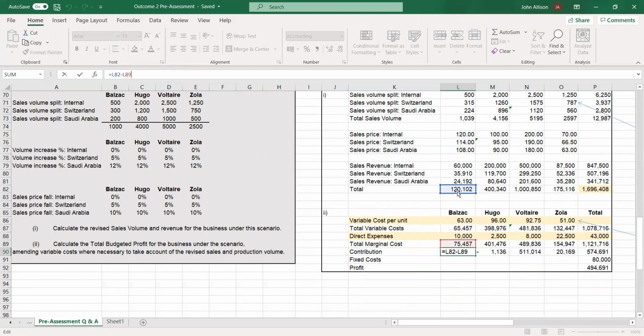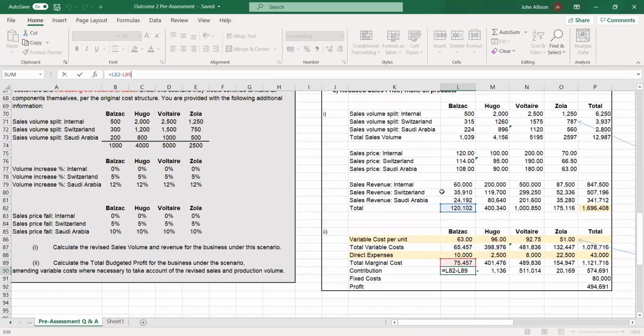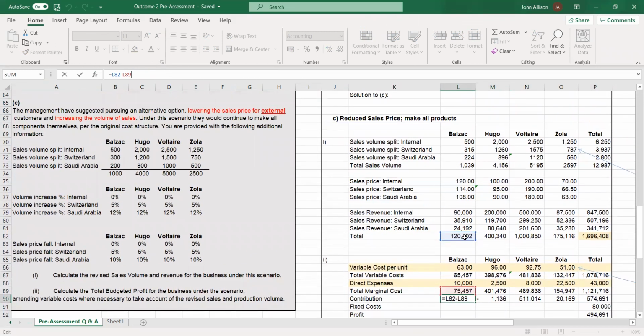I then want to get the contribution for each of the units. So the contribution is going to be the sales revenue, take away the total marginal cost. So for Balzac, the total sales revenue was 120,000. The total marginal cost was 75,457. The contribution is going to be the total sales revenue, take away the total marginal cost, which will give me the total contribution.